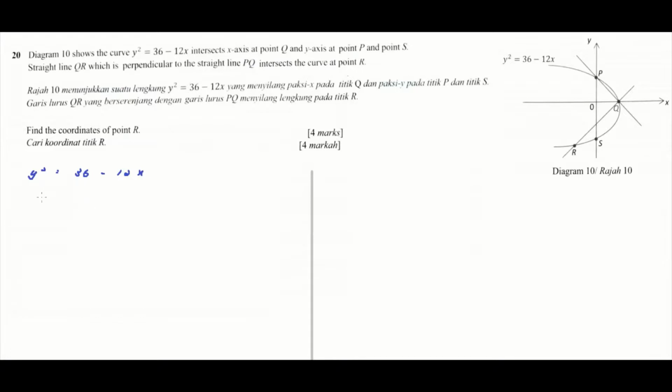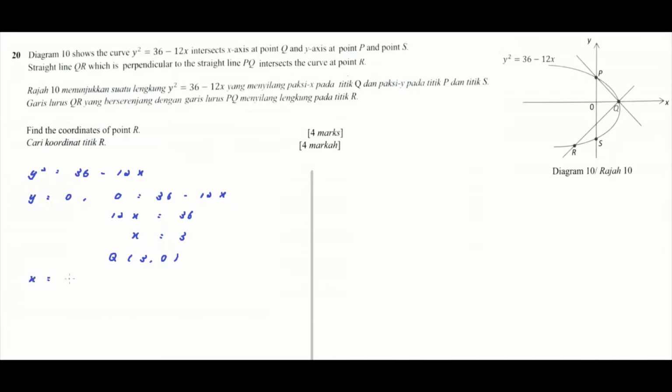So maybe let's start with finding Q first. So when y equals 0, then I will be able to get 0 equal to 36 minus 12x. And after solving, then I'll be able to get 12x equal to 36, which gives me x equals 3. Alright, so from here, then I will be able to know that my Q is going to be (3, 0). Okay, then after that, I'll continue to find P and S.